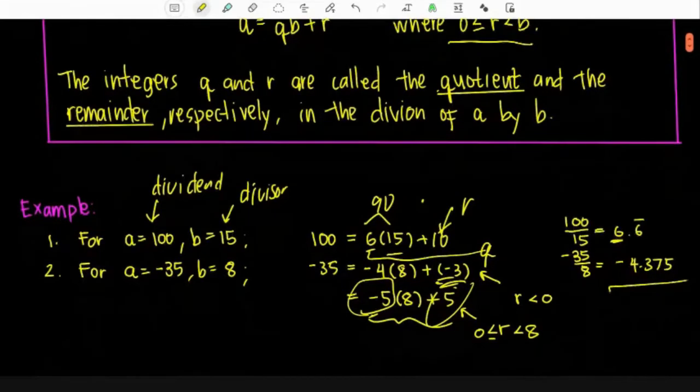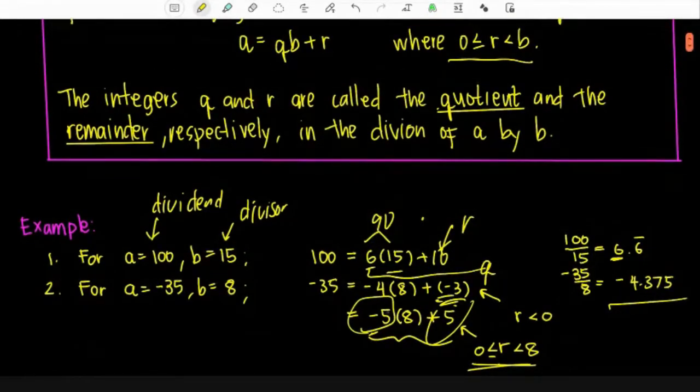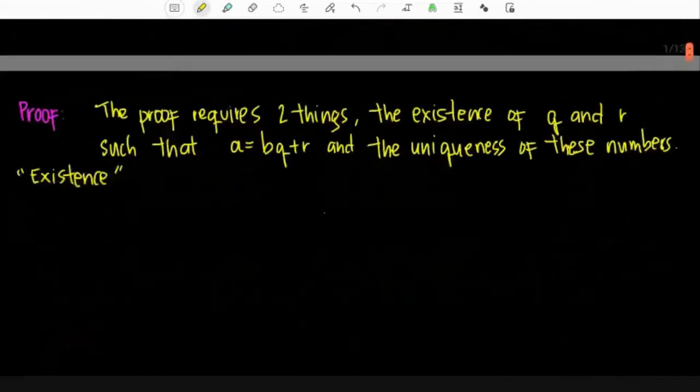Now, sir, paano yung example number 2 natin kanina? Dalawa yung Q and R. Now, dito sa dalawang example na to, isa lang yung nagsasatisfy ng requirement for R, R being from 0 to B. So, although maraming possible combination ng QB plus R, pero isa lang dun yung magsasatisfy na yung R is between 0 and B. And that's the unique value of Q and R that we want. Yeah. So, let's prove the theorem.